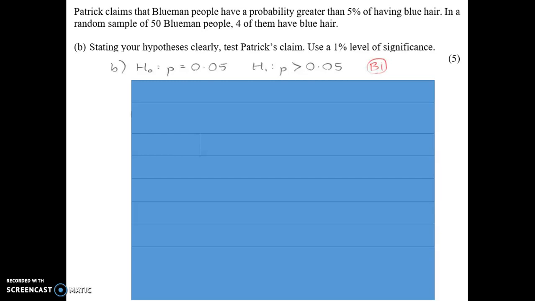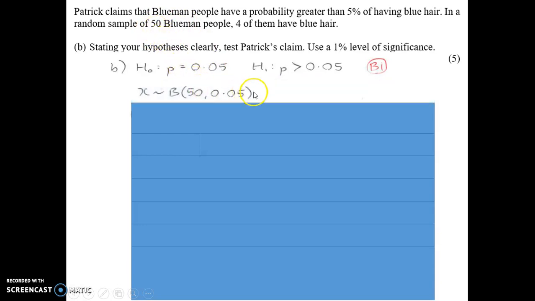We should also state the distribution, assuming that our null hypothesis is correct. So we're going to assume that P is 0.05, we're given n as 50, and we know it's a binomial distribution. So this is our assumed distribution if the null hypothesis is correct.